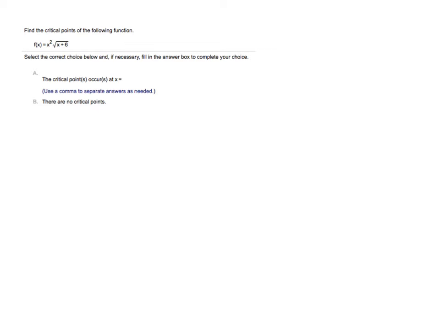For this question, we want to find the critical points of this function. Perhaps there are some, or maybe some don't exist. But a critical point is defined as any location where the derivative of your function is equal to 0. So essentially, we want to solve this equation.